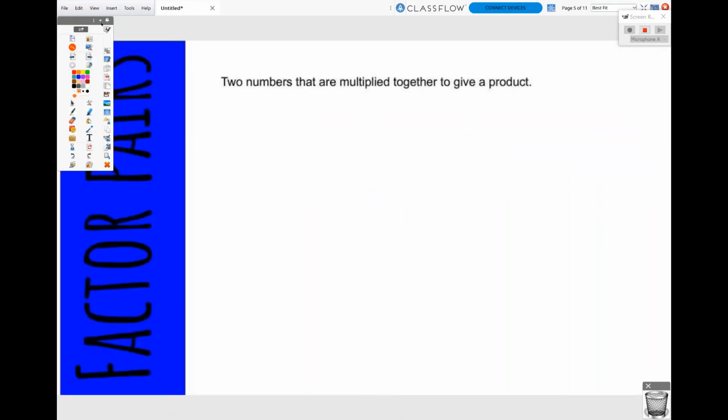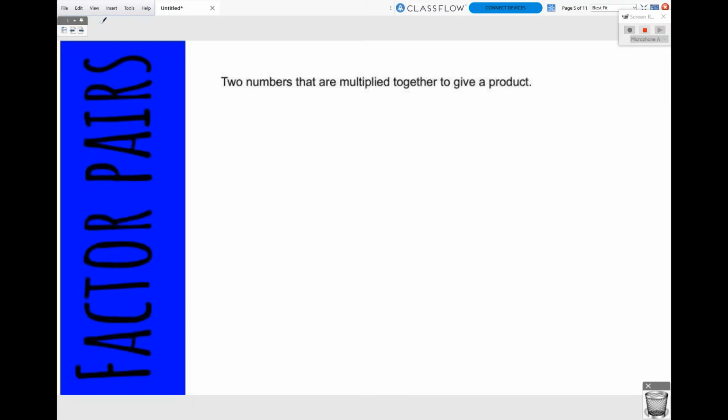All right, so let's take a look at our next slide. So now we talked about factors. Let's talk about factor pairs. Factor pairs are two numbers that are multiplied together to give a product. So when we did our factor rainbows, the numbers that we linked with our rainbow would be considered factor pairs.